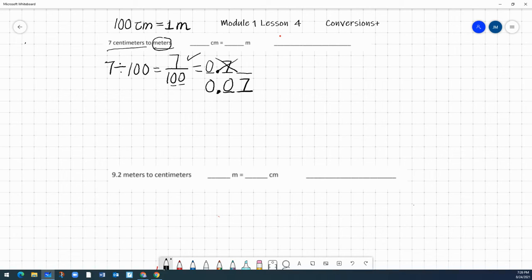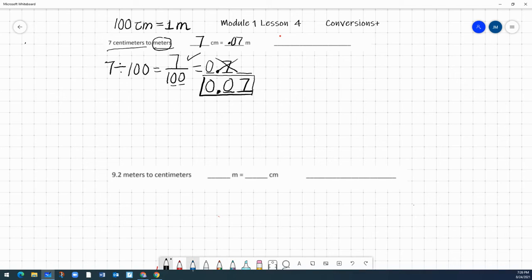So that's the first step. This is your first answer. That is the first strategy for how to find the answer. So notice that now we can write that 7 centimeters equals 0.07 of a meter.